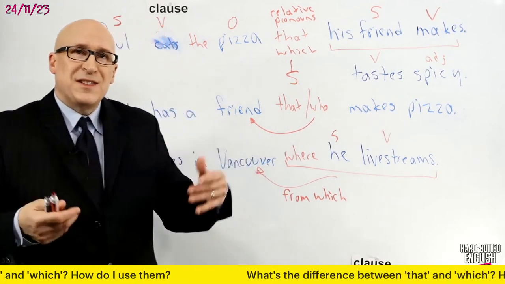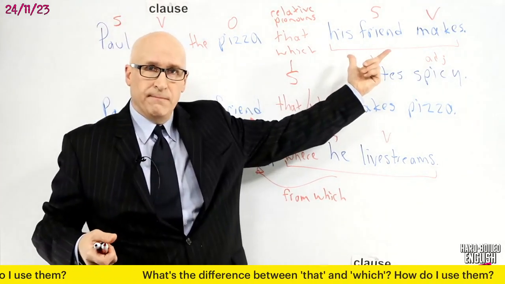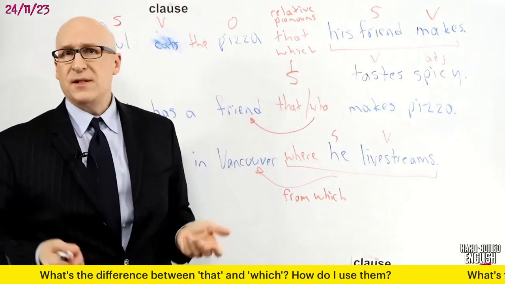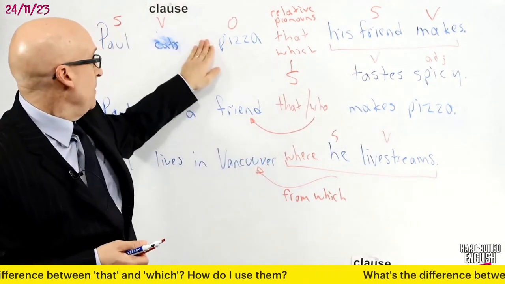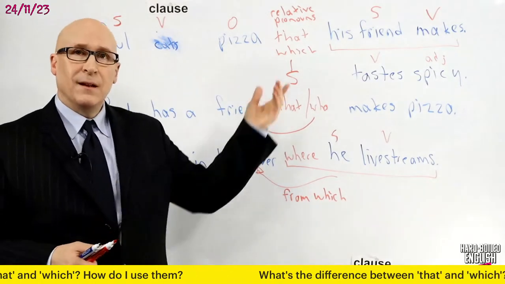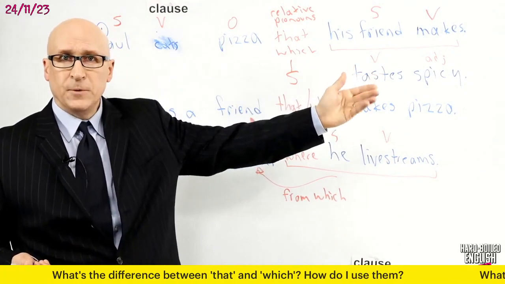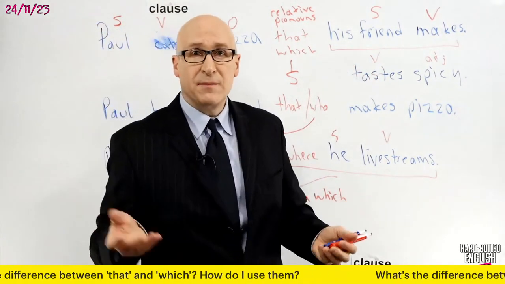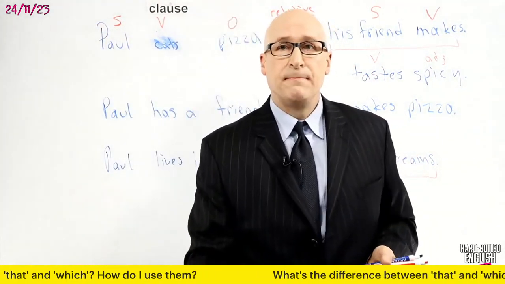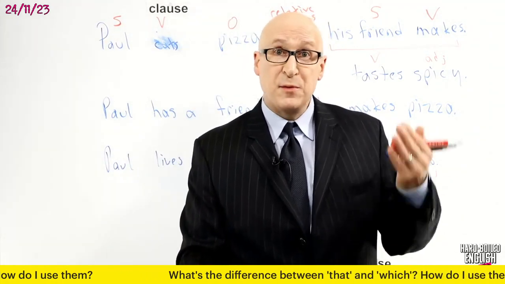Okay? But if it's just extra information, Paul eats pizza. Any pizza. Right? Which is probably a better choice. Right? Which his friend makes, because it's just extra information. And that's the difference between that and which.